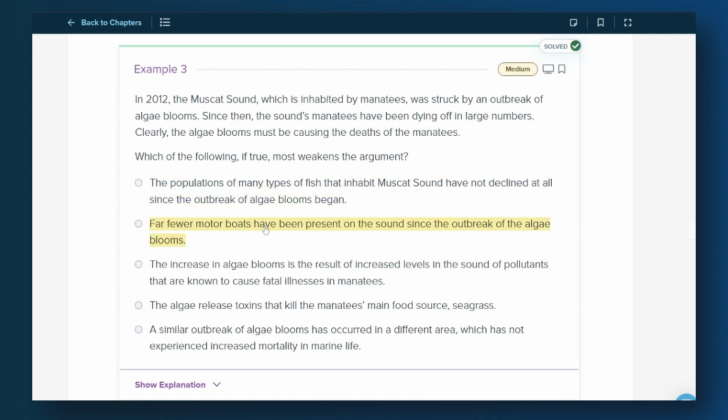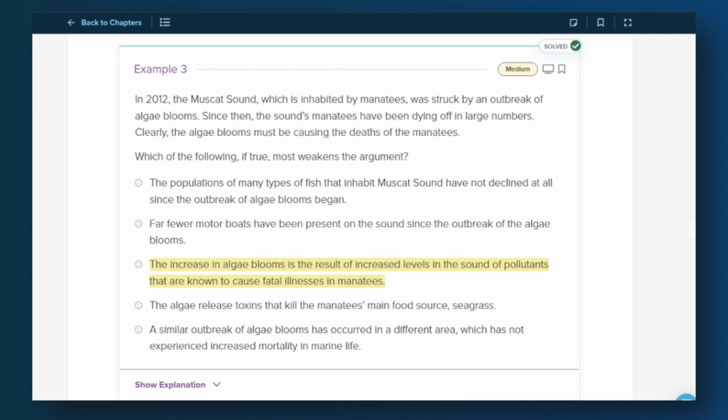B. Far fewer motorboats have been present on the Sound since the outbreak of the algae blooms. This is irrelevant. I guess it could imply that the lack of motorboats is causing increased manatee mortality, but that seems like a stretch.